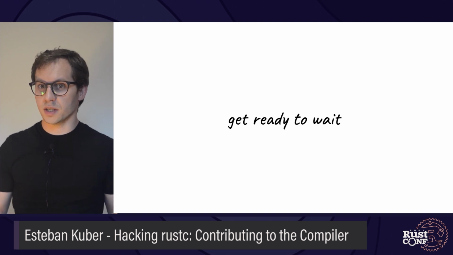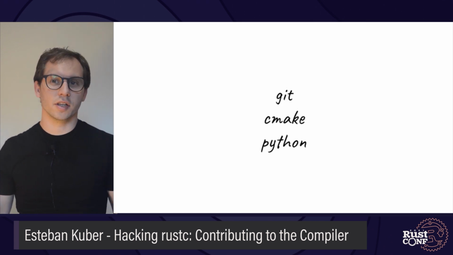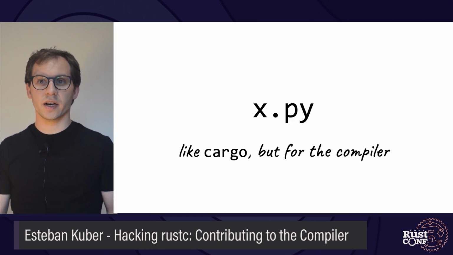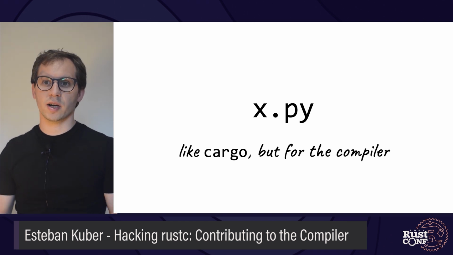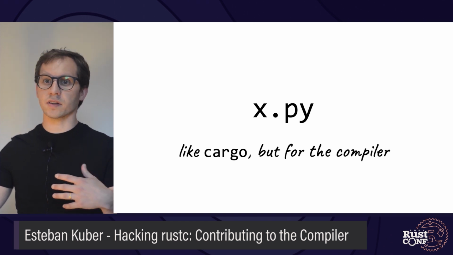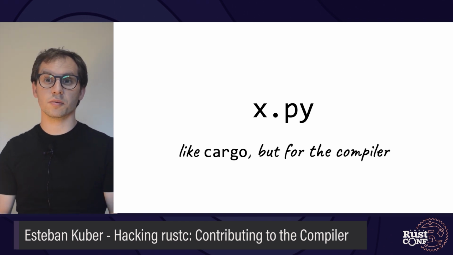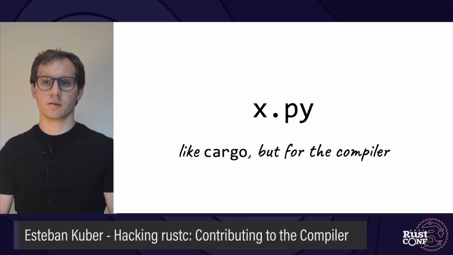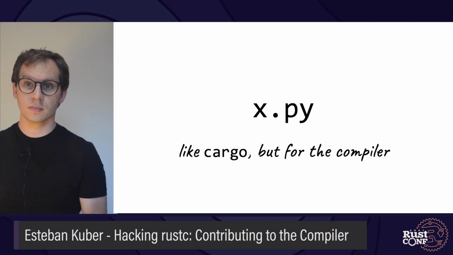The first thing you need is getting Git working, cloning the compiler repo in your environment of choice, and have CMake and Python installed. X.py is the main access point to working in the compiler. It lets you orchestrate the build of processes, run different types of tests, and auto-format the codebase. It's pretty much equivalent to Cargo, but exclusively for the compiler. The first time you do this is probably a good time to put the kettle on.